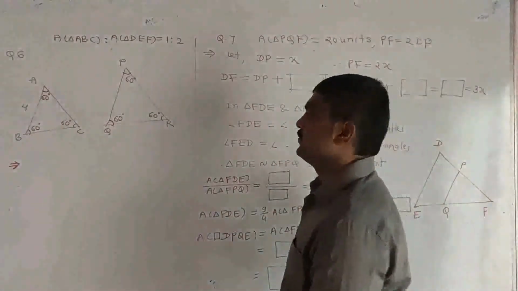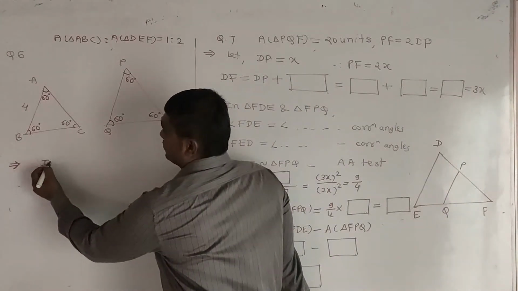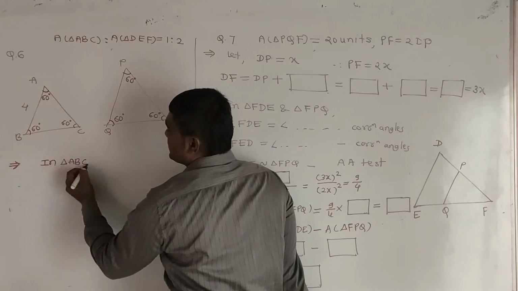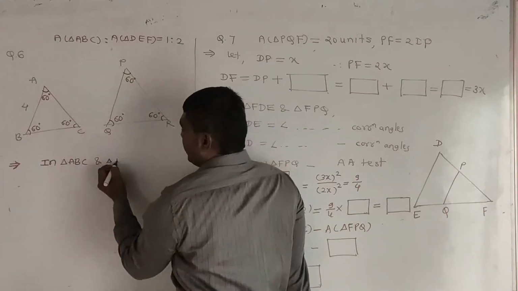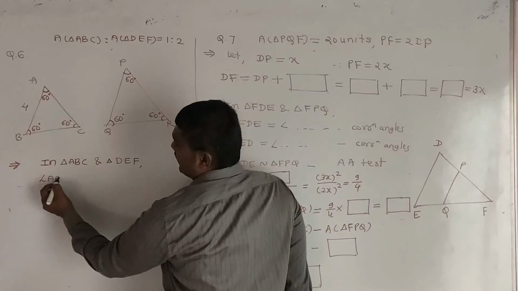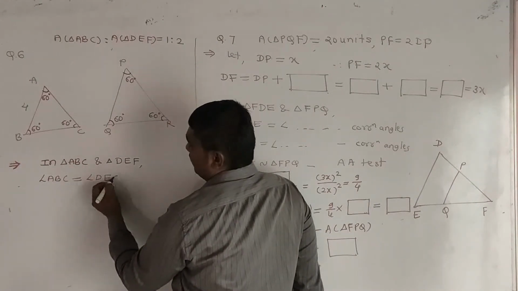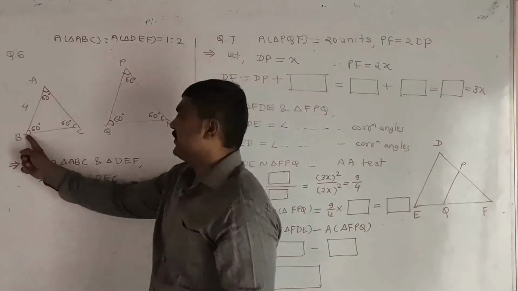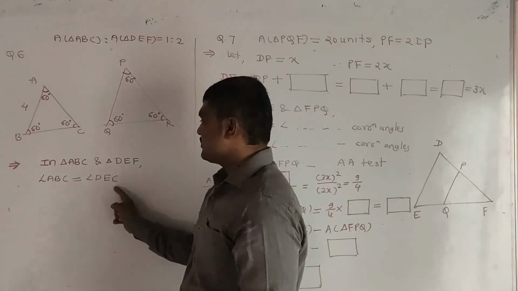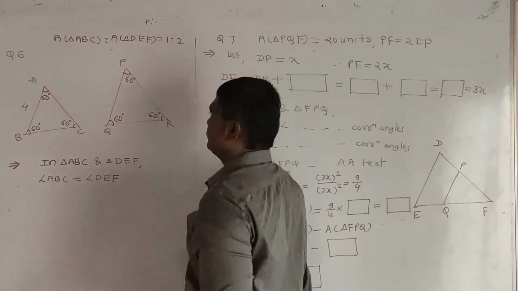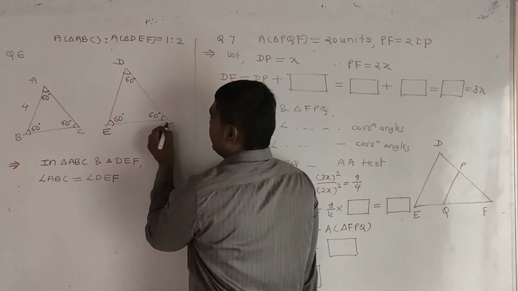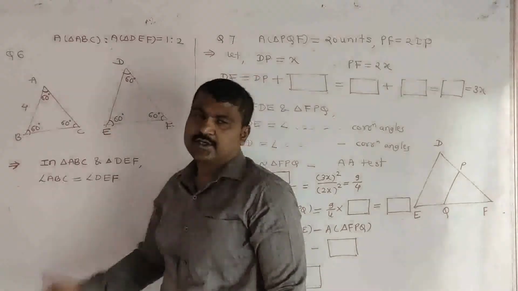So I am writing here, in triangles ABC and DEF, we can write angle ABC equal to angle DEF. ABC means we are talking about angle B. Sorry, the name of this triangle is DEF. So angle DEF. These are 60 degrees.